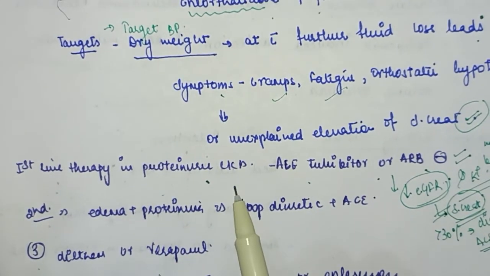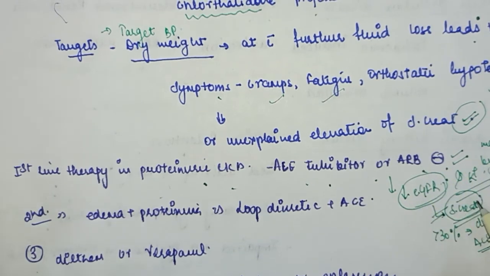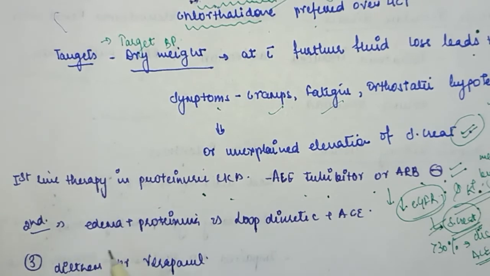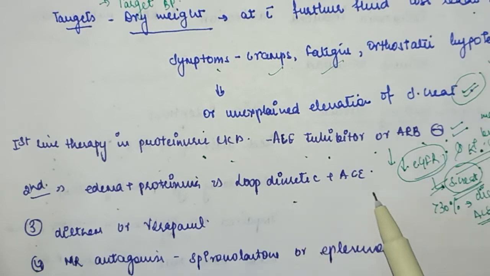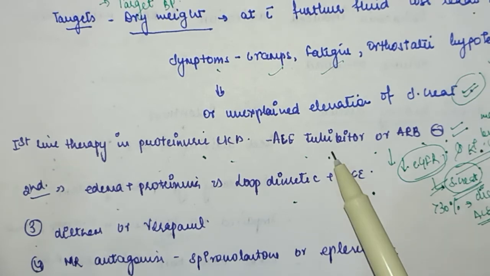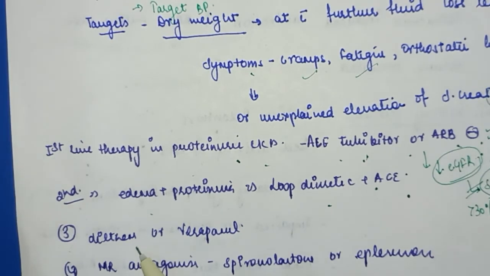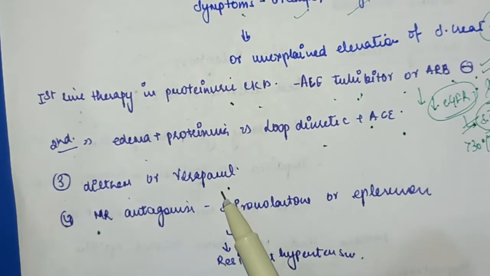So first line therapy in proteinuric CKD is ACE inhibitors or ARBs, but we should keep a close watch on serum creatinine and serum potassium levels. It can cause hyperkalemia. Second, if the patient has edema plus proteinuria, the choice of therapy will be loop diuretics plus ACE inhibitors. If proteinuria is not controlled despite giving ACE inhibitors or ARBs, we can give non-dihydropyridines, that is diltiazem and verapamil. They have a very good effect on proteinuria, so they can be used as a third line therapy in hypertension in CKD patients.